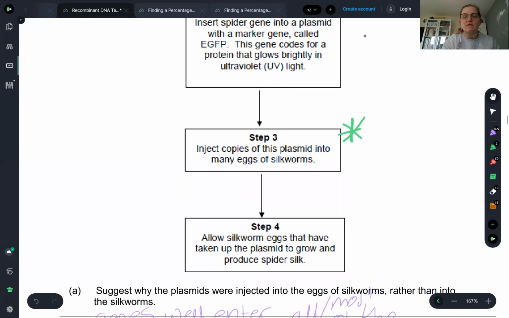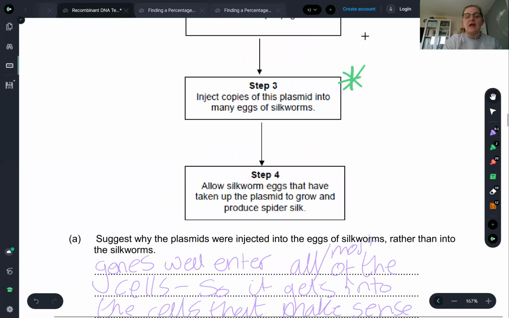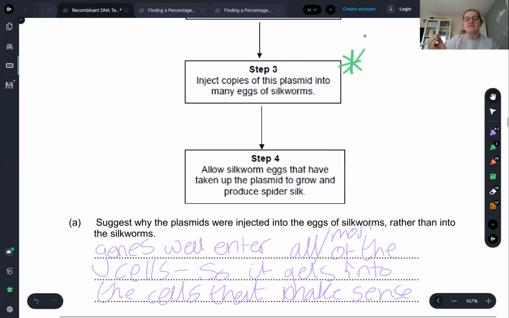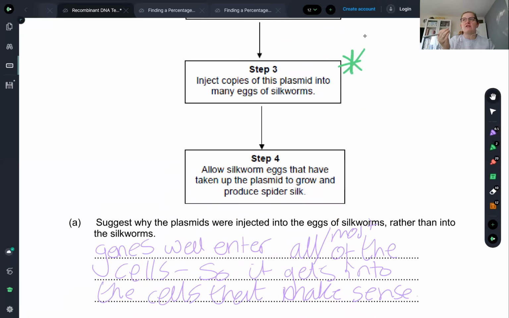Now, the reason that we inject the plasmids into the eggs rather than into the silkworms themselves is that if we inject the plasmids into the eggs, that gene will then be present in all the cells, or most of the cells, of that silkworm growing once that egg is fertilized, and then we get a new silkworm.